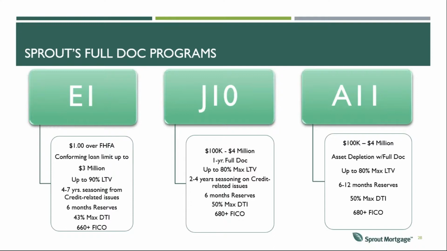On our A11, again, this is our full doc asset depletion program. Loan amounts go up to $4 million on this program. The max LTV is 80%. It requires 6 to 12 months reserves depending upon loan amount and LTV. Max DTI is 50%, and the minimum FICO score is 680.